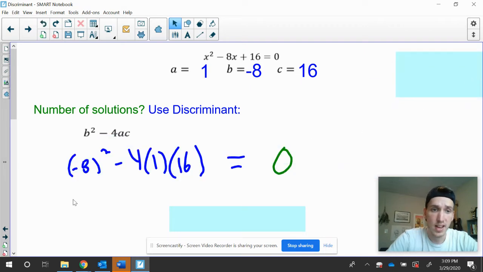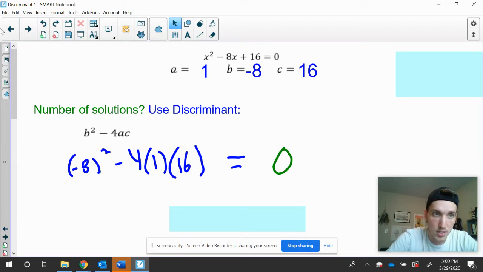So I went ahead and worked that out for us. Don't forget, b squared, put that b in parentheses, especially if it's negative, because when you square negative 8, you're going to get a positive 64, right? Minus 4 times 1 times 16. Well, that ends up being 64 minus 64, which equals 0. So we calculated our discriminant, b squared minus 4ac, and we got that it was 0.